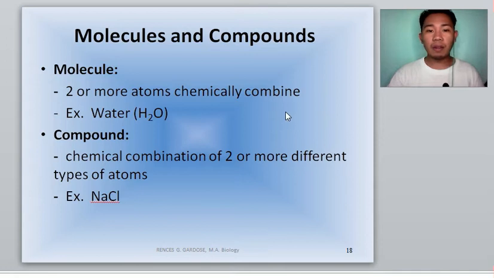We move further regarding molecules and compounds. When we say molecule, it's two or more atoms chemically combined. This is, for example, water. And when we say compound, it's a chemical combination of two or more different types of atoms. Example, the NaCl or the sodium chloride.